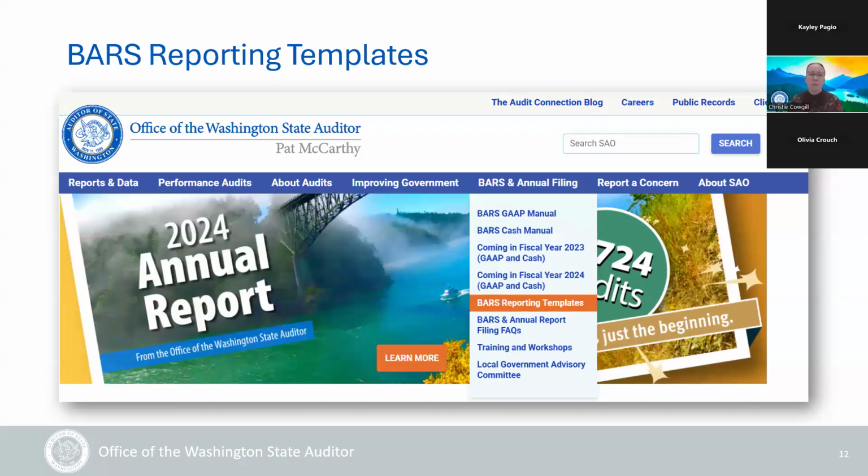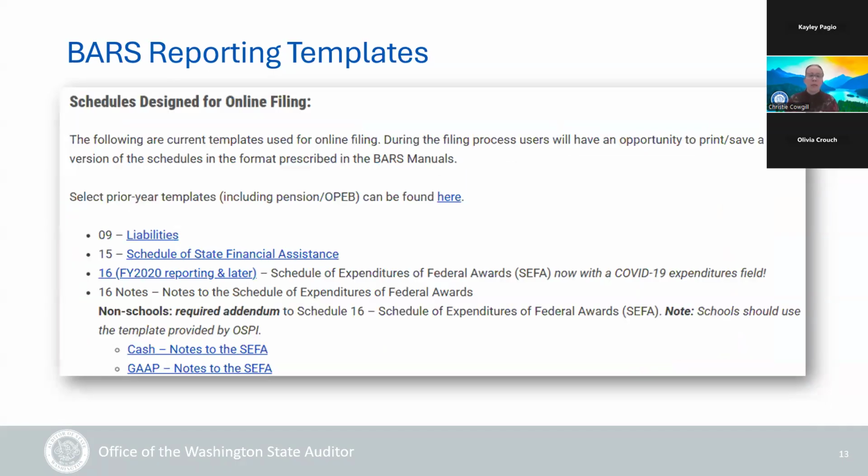Let's start with the reporting templates. To access the templates, you will go to SAO's website at sao.wa.gov. Select the BARS and annual filing menu, and then go to the BARS reporting templates. This is a snippet of what the BARS reporting templates page looks like.